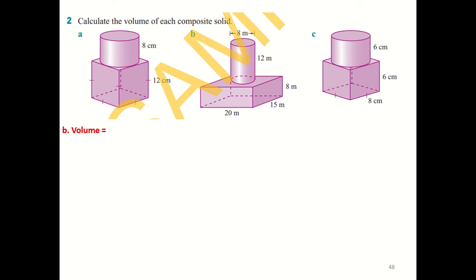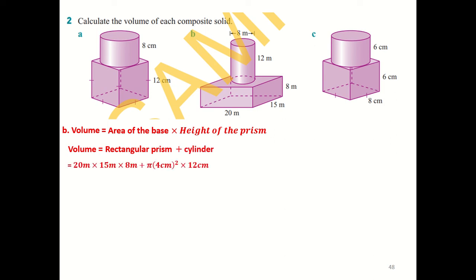B, I will start with my rectangular prism, and obviously when I take my rectangular prism, I will simply take the area of the base multiplied by the height of the rectangular prism, and do the same thing with the cylinder. I will simply take 20 times 15 times 8 to find the volume of my rectangular prism, and for me to find the volume of the cylinder, I will simply take 8 divided by 2. 8 is the diameter of the cylinder, and I'll multiply that by the height of the cylinder, which is 12.